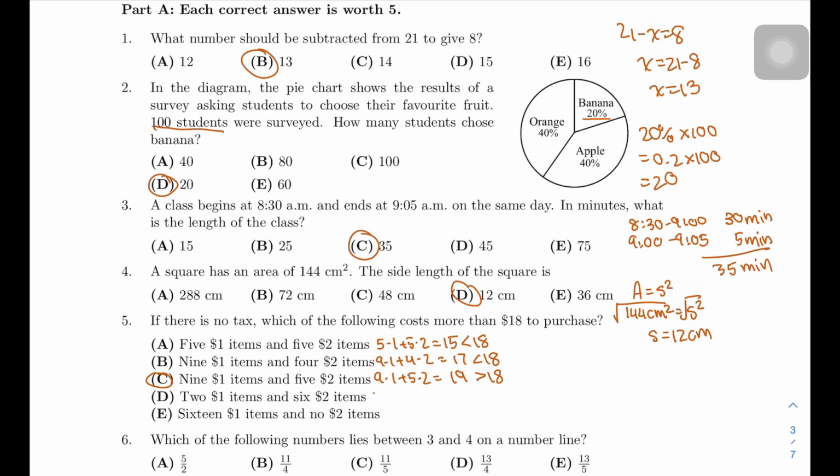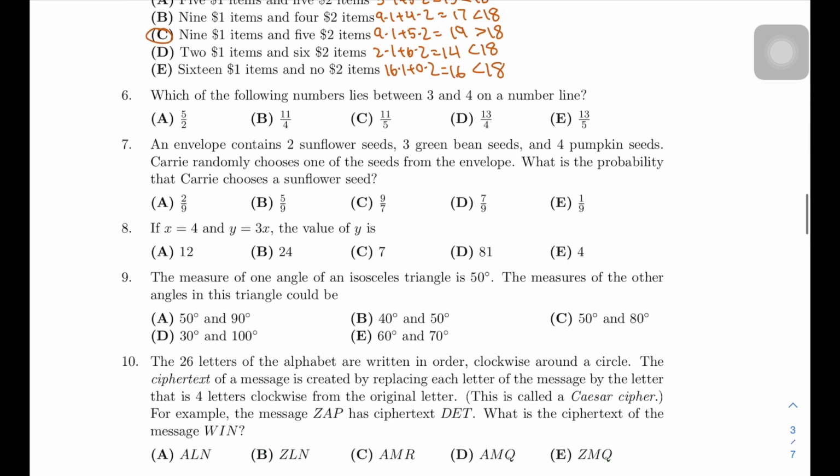So 2 $1 items and 6 $2 items. 2 times 1 plus 6 times 2 equals 14, smaller than 18. 16 times 1 plus 0 times 2 equals 16, also smaller than 18. So it's been confirmed that C is the correct answer.